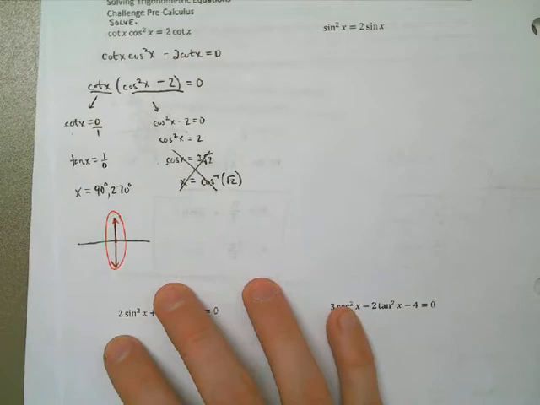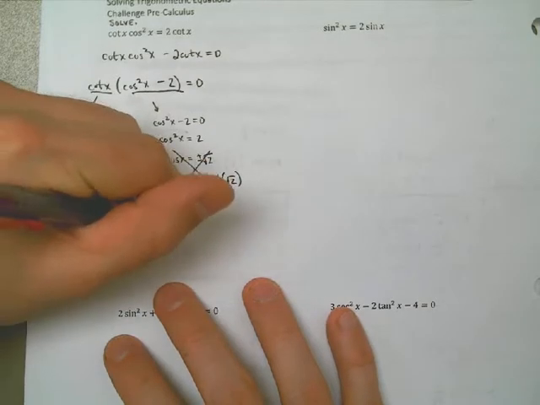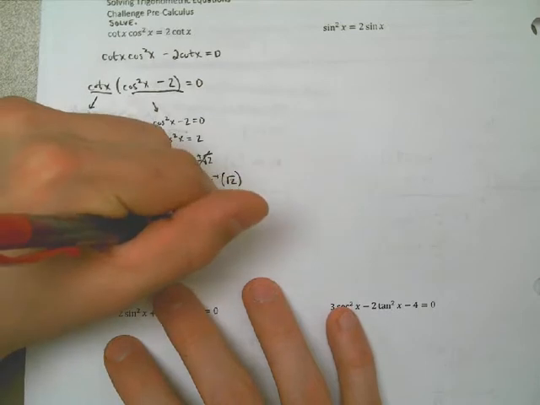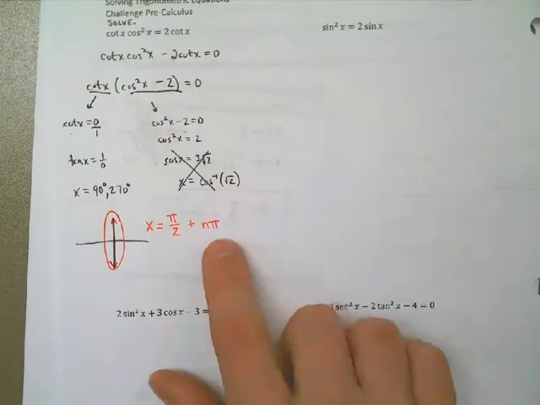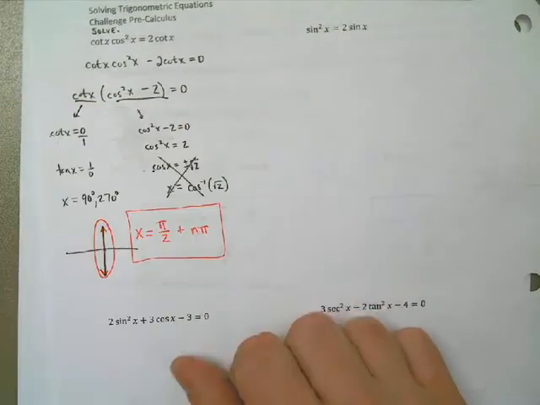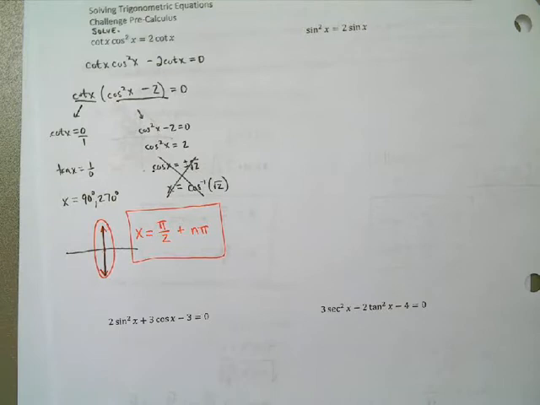So that means I can combine these two into one answer, and I can say that x is equal to 90 degrees, which is pi over 2. And because they're straight across from each other, I notice that they go up in multiples of 180 degrees or pi. There's the solution to this problem.